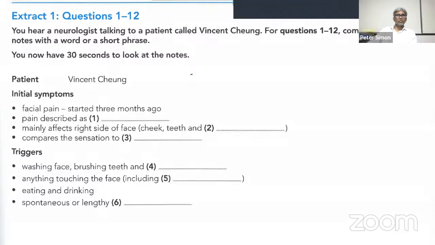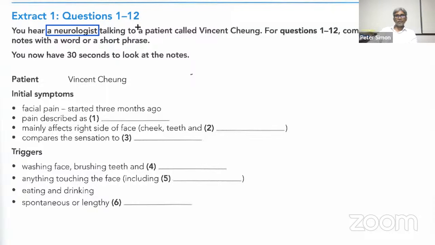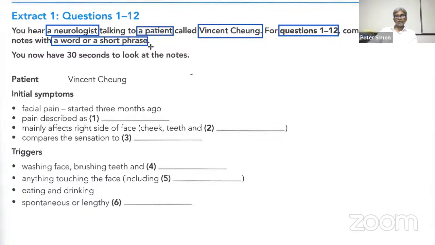So you hear a neurologist talking to a patient. The name of the patient is Vincent Cheung. There are 12 questions, questions 1 to 12, and you have to complete the notes with a word or short phrase. Now you have 30 seconds to look at the notes. This is pre-listening time.